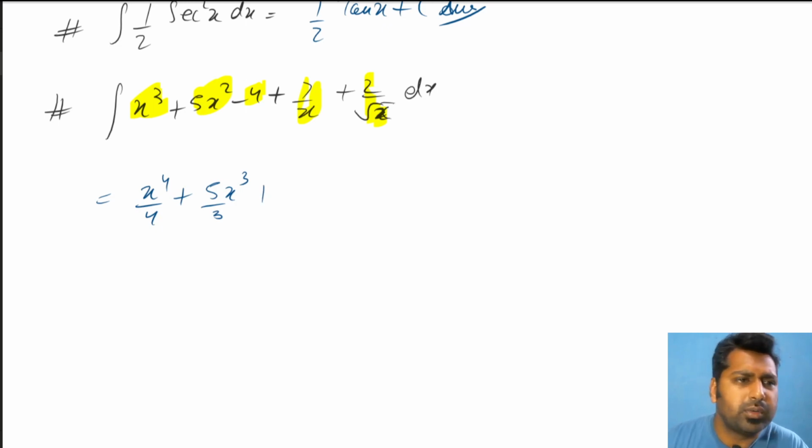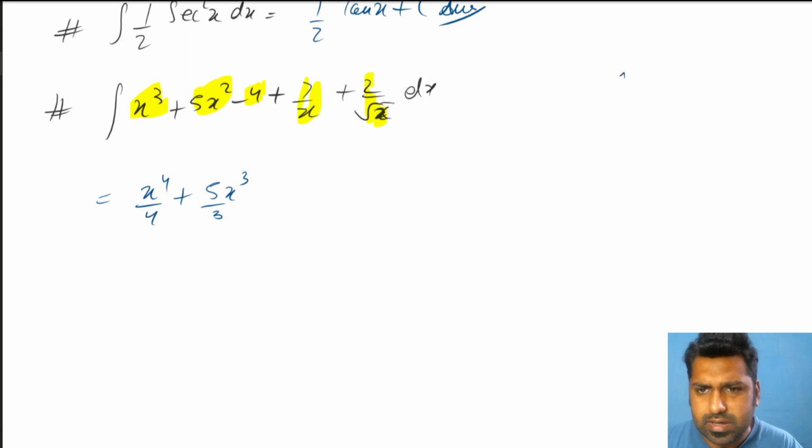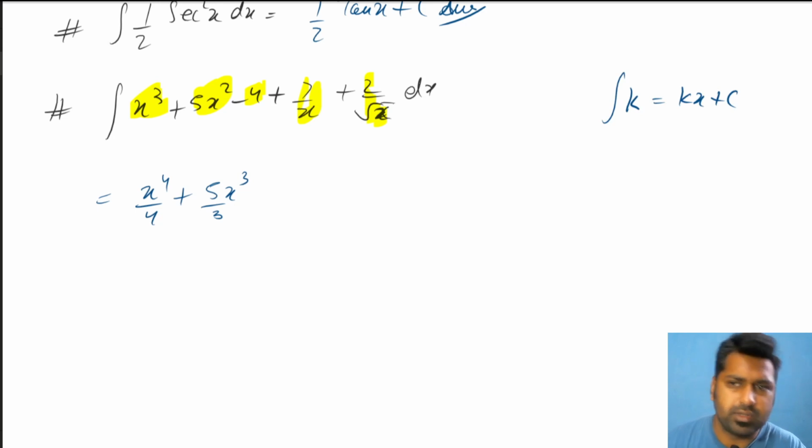We have not talked about what is the integration of a constant. The integration of a constant k is kx plus c. So you introduce x with it, because try to think of what will be the differentiation of this. The differentiation of a constant is 0, and the differentiation of kx will be k.